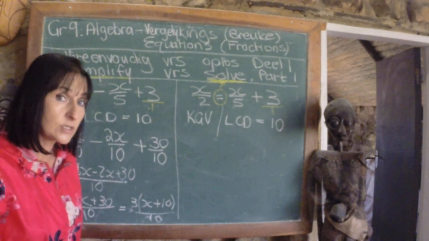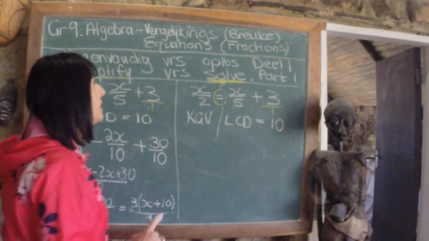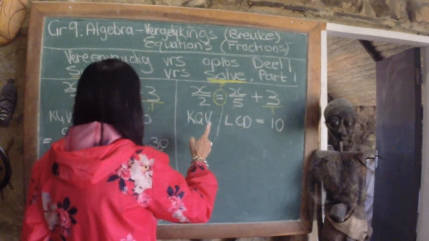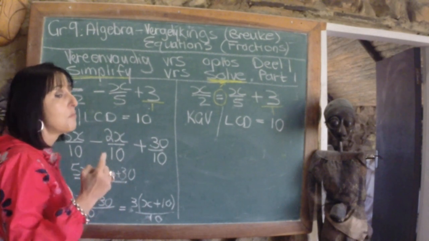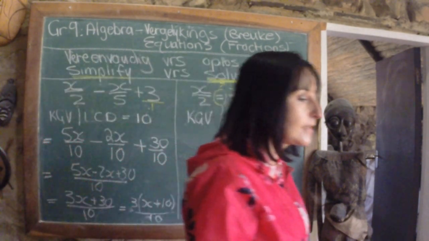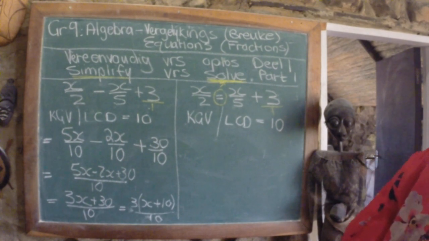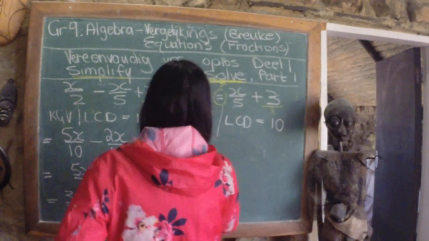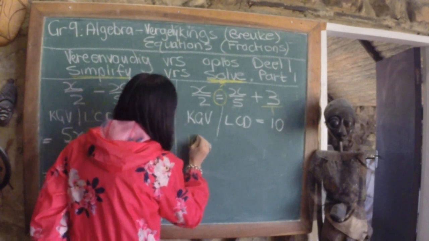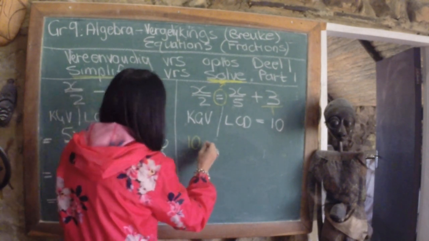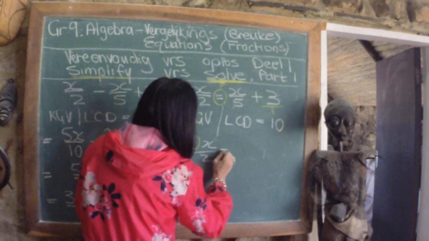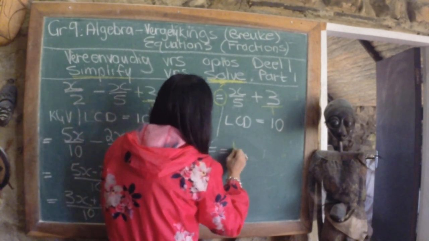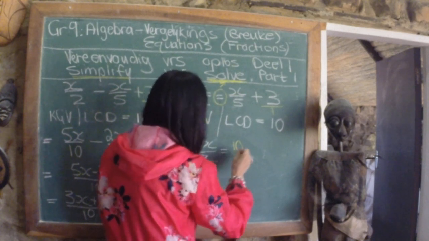Wat gaan ek nou anders doen? In steede om hierdie breuke almal te gaan verander na iets op 10, gaan ek nou dwars deur maal met 10. Kyk gou mooi wat doen juffrou. Ek gaan dwars deur maal met 10. I'm multiplying right through with 10.